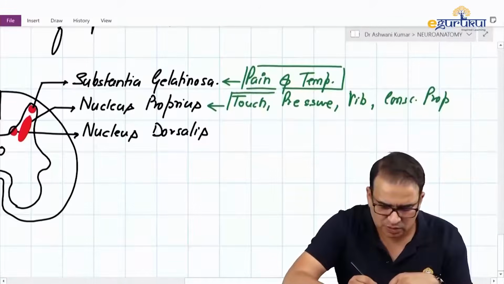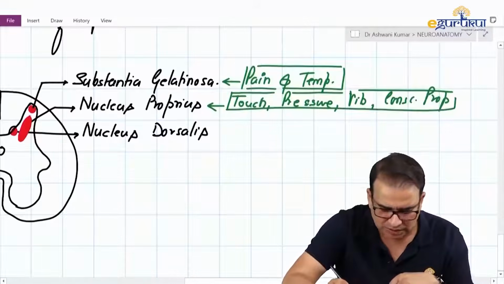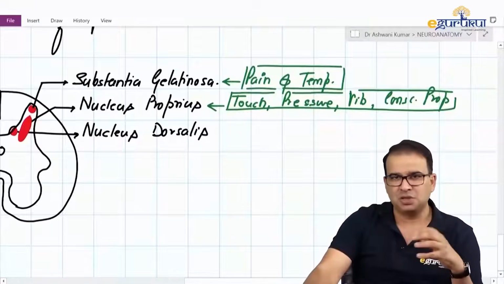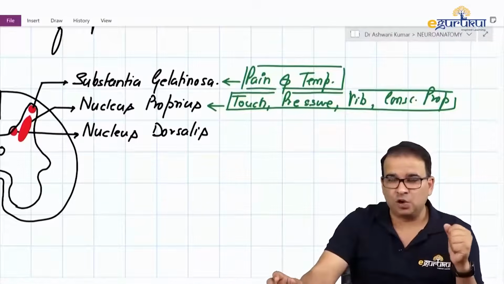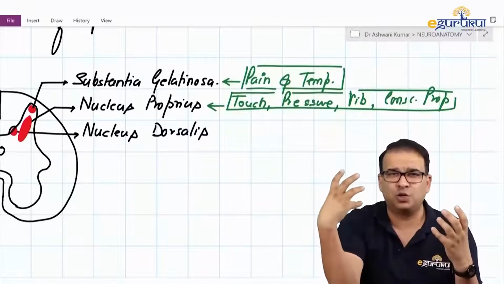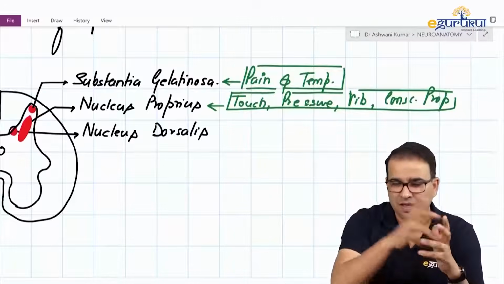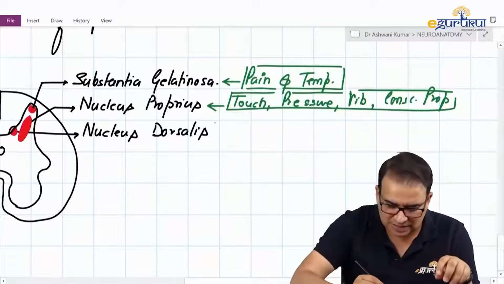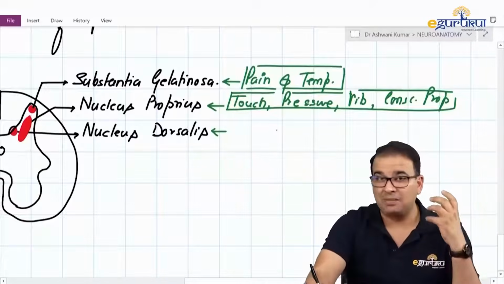When you think about the other sensations, most of them are going into which one? They're going into the nucleus proprius. Touch, pressure, vibration, conscious proprioception, stereognosis, they all come into the nucleus proprius. And that's why it is the largest nucleus. You can see it's a huge nucleus, which tells you that a lot of information is going to come inside.